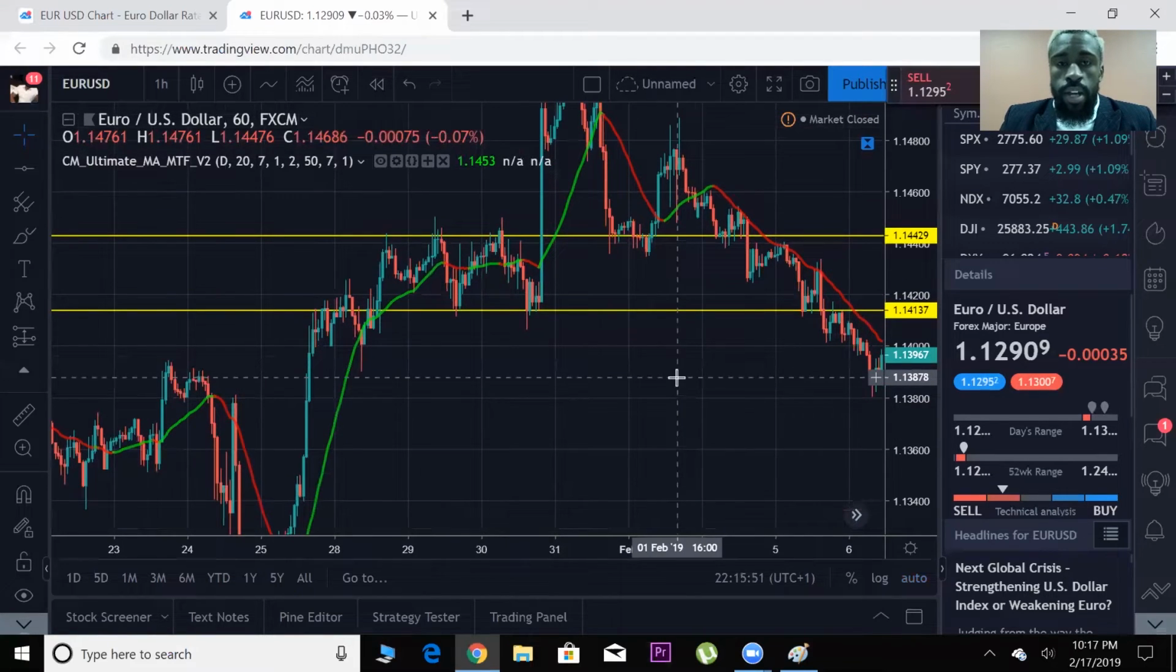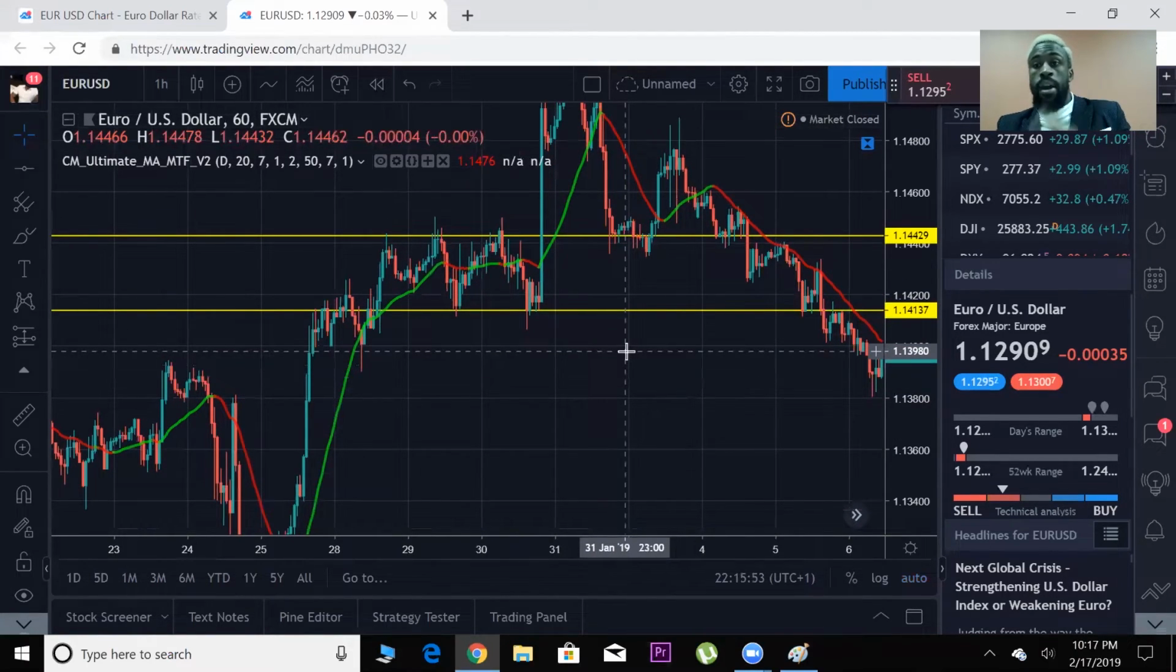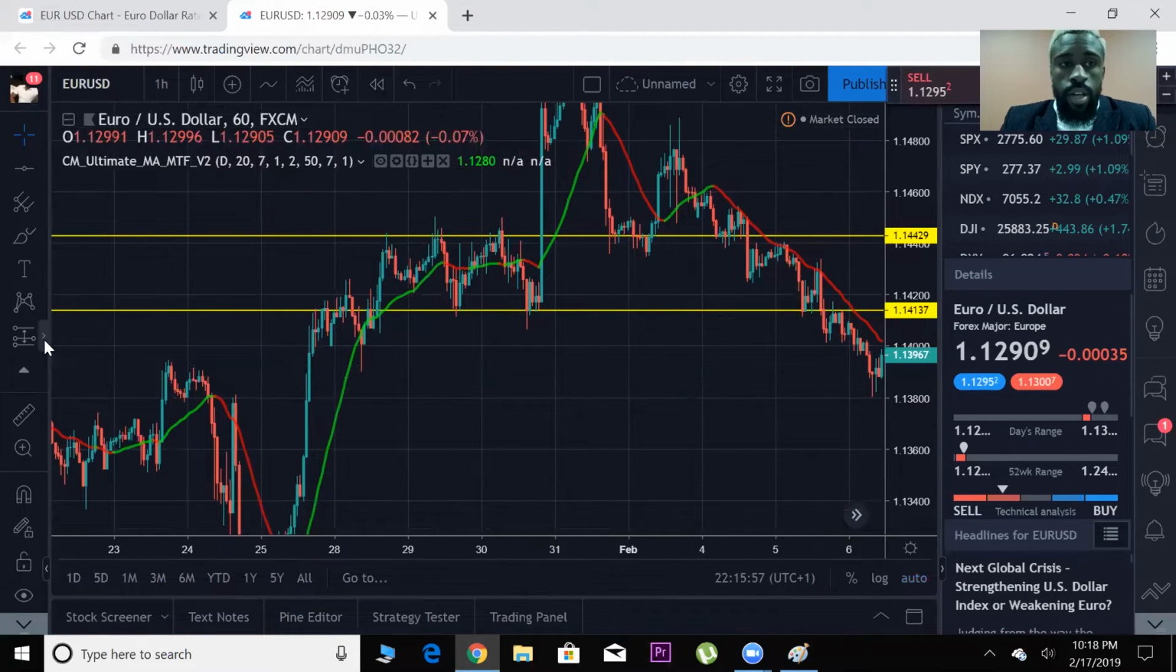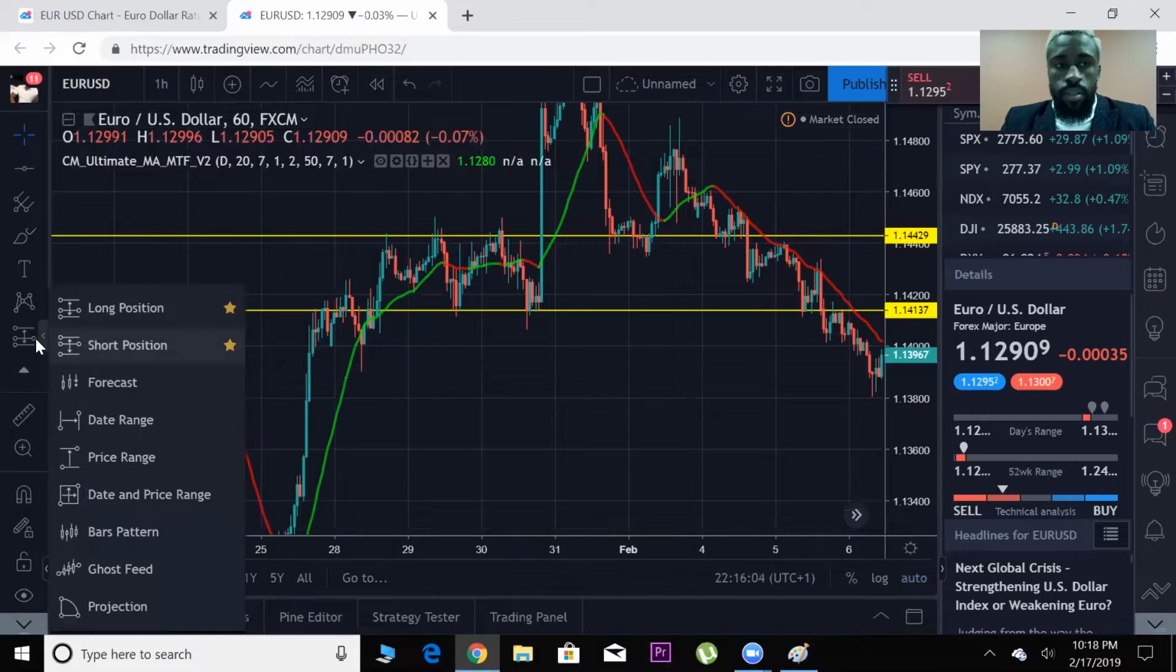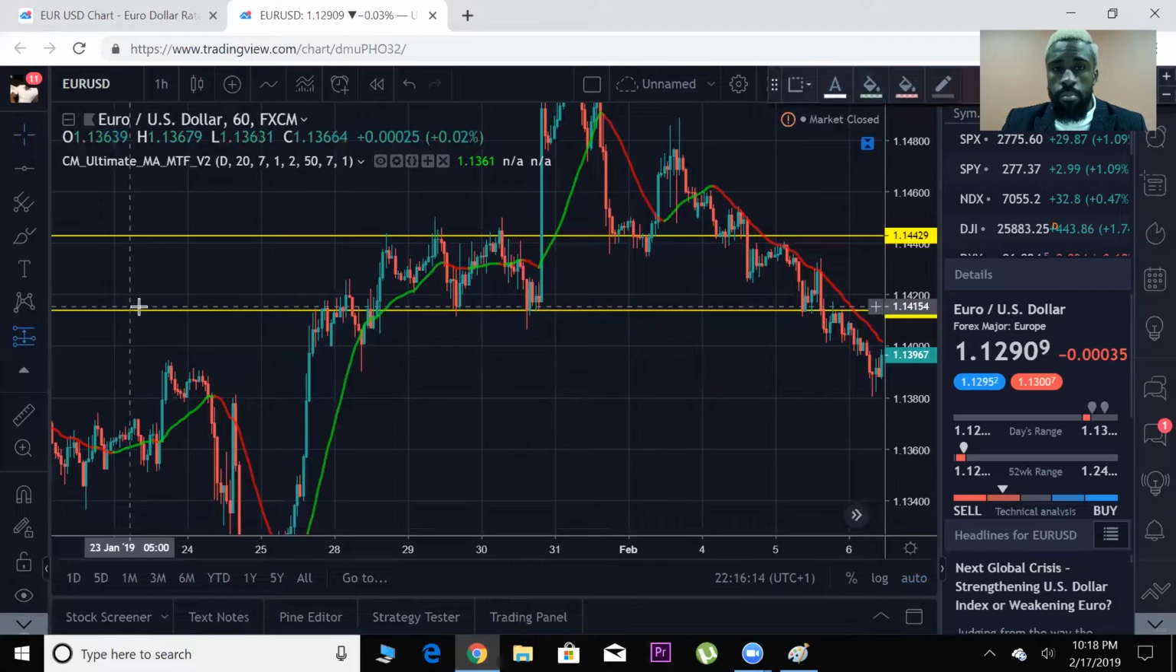Now, like I mentioned in my previous videos, go back to the video on basic terms if you don't understand these words. What we're going to do now is find the take profit and the stop loss. So press on this tool over here. A short position means you want to sell the market, and a long position means you want to buy the market. Let's do it in this case. We just press on buy.